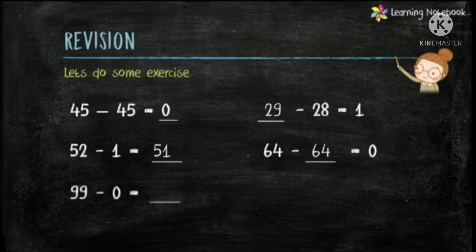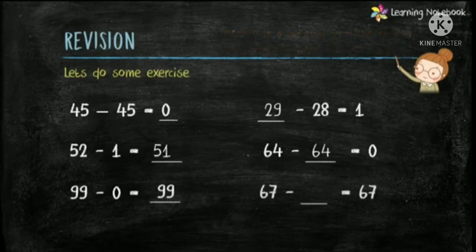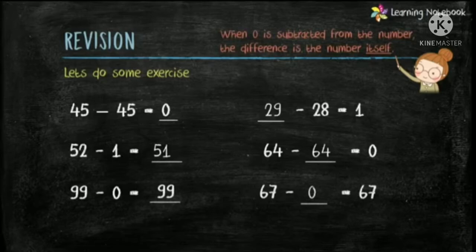99 minus 0 equals 99, because when 0 is subtracted from the number, the difference is the number itself. Last is 67 minus dash equals 67. Answer is 0, because when 0 is subtracted from the number, the difference remains the same, that is, the difference is the number itself.